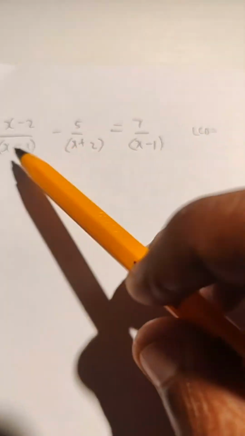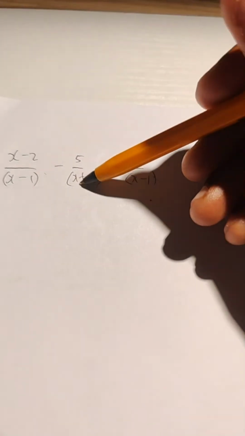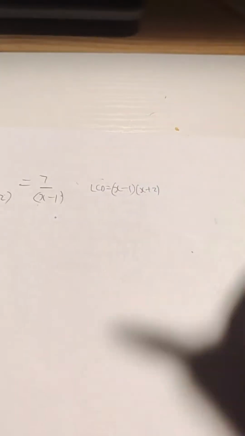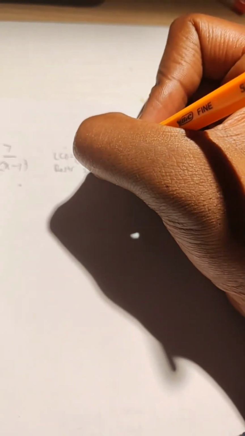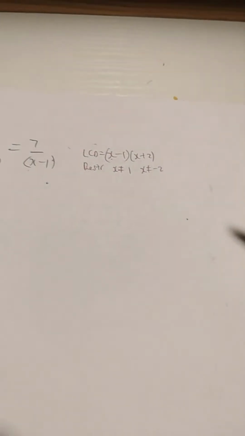Possible. The next step, write down the LCD. So x minus 1 and x minus 1, common base with the highest exponent is x minus 1. X plus 2 is unique, so we include it as a product of factors in the LCD. Then we write down the restriction, guys. The restriction is x cannot be, what would make this bracket 0? X cannot be 1. What would make this bracket 0? X cannot be negative 2.